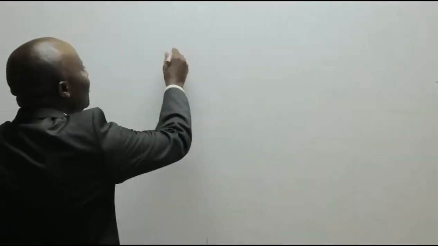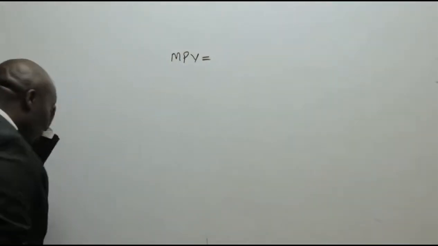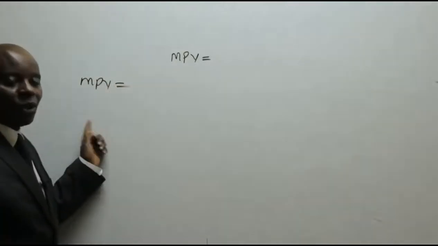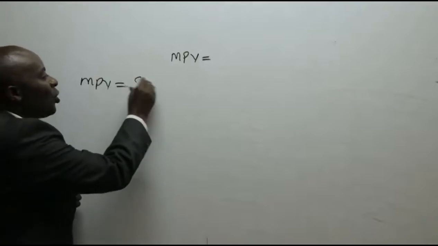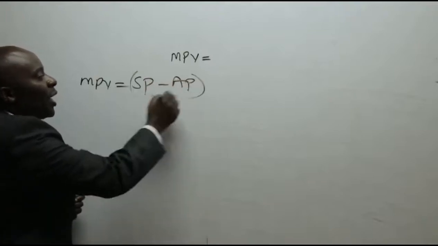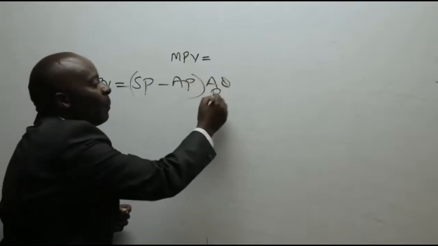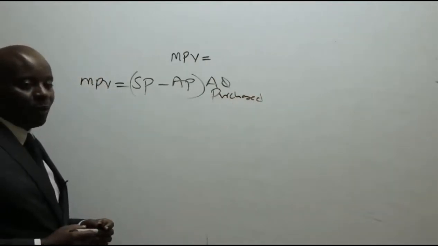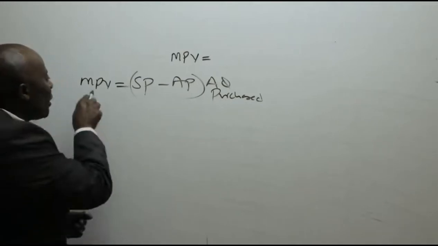So how do we get the material price variance, ladies and gentlemen? To get the material price variance, this is the variance between two prices. This is the difference between two prices: the standard price minus the actual price. And then we have the actual quantity of materials that were purchased. Variance means difference, the difference between two prices.